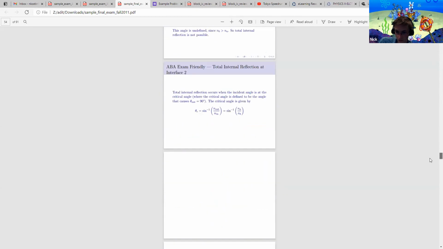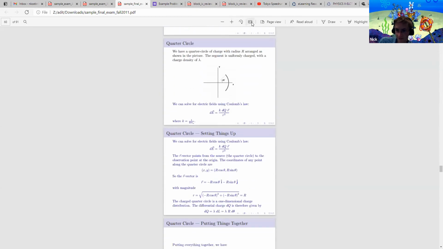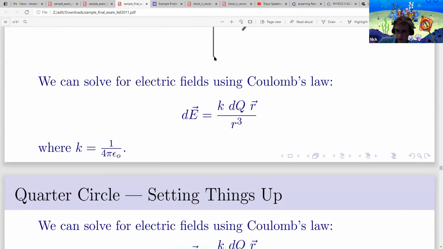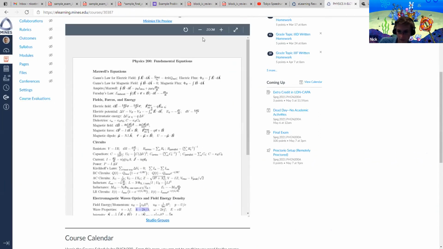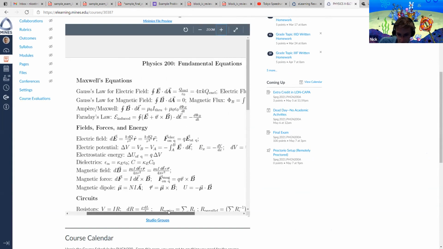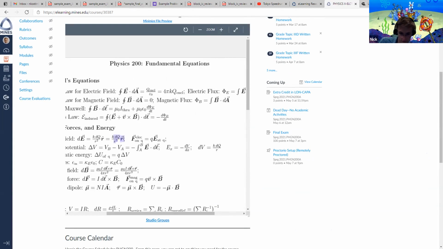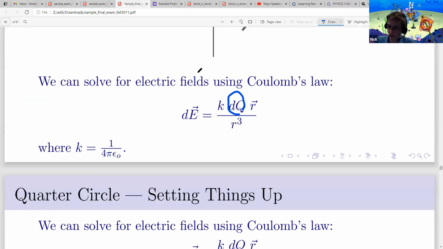Where'd it go? Here it is. So this is the dq that we started with, and it's the same one that appears on our equation sheet. If I pull up the equation sheet, it's right... oh man, that's kind of blurry. There we go. It's right here for Coulomb's law. And we want to figure out how we can express that in terms of something that we can integrate.